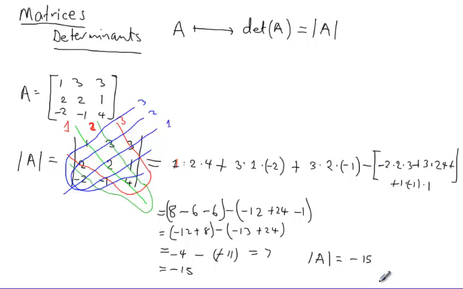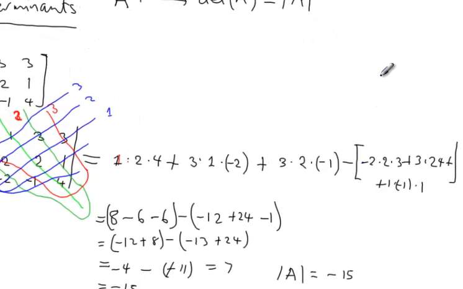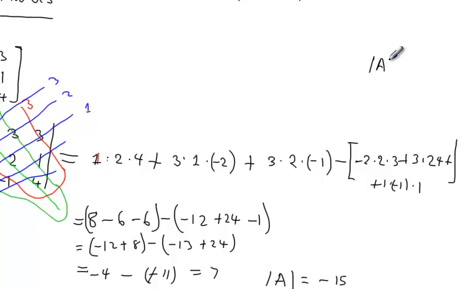All together, guys. That's one way of doing it. So let's keep it here and say determinant of A is equal to minus 15. Now, let me quickly show you another approach.